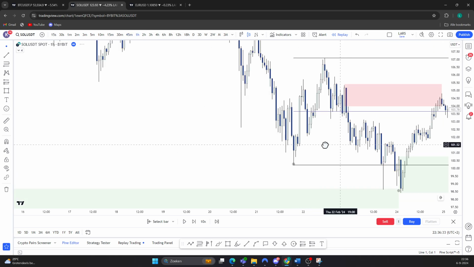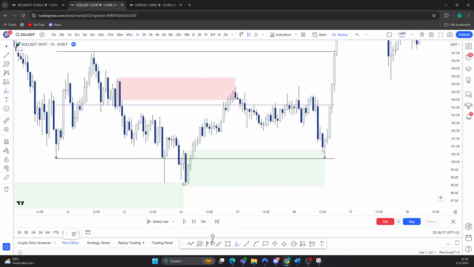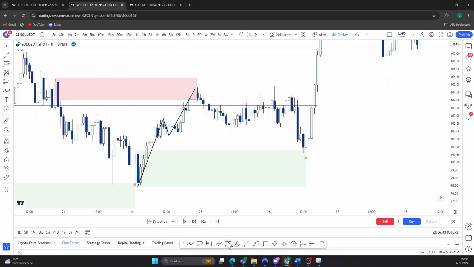Absolutely beautiful. Do we have a local demand area? Oh, in this move up, right? I'm just following structure now. In this move up, we had a high, higher low, higher high. Around that lower area of the higher low, I see a 1-hour order block. Look at that. I see a 1-hour order block.